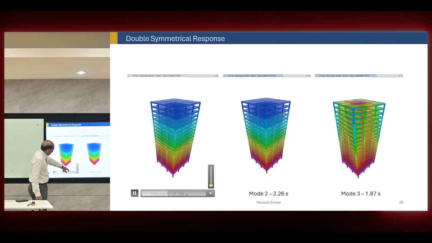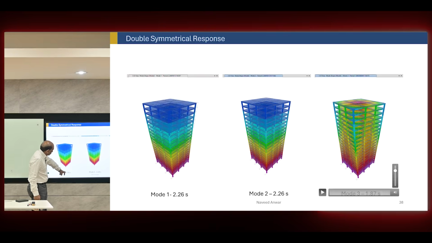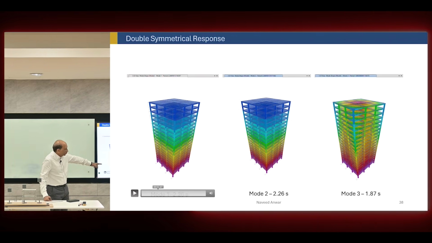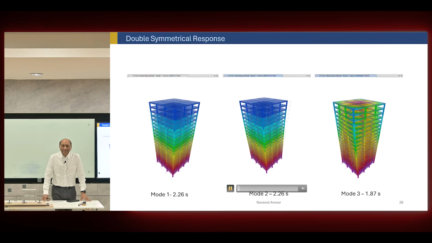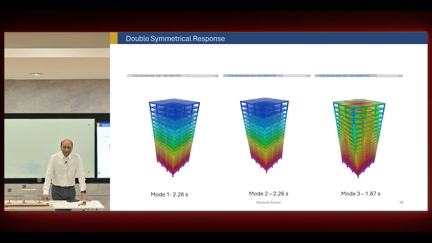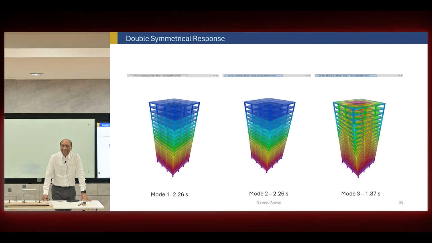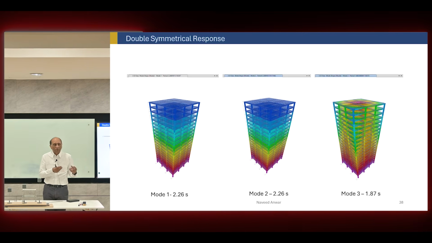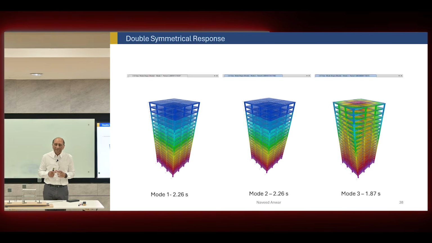Mode 1 is 2.26 seconds, right? And mode 2 is also 2.26 seconds, exactly the same. That tells you that the building has been modeled perfectly symmetrically, and the program was able to calculate the modes exactly the same. And it could be any way, 1 or 2 could be switched, will not matter. X and Y in this case doesn't matter because both of them are the same, so the program just picked one of them randomly.